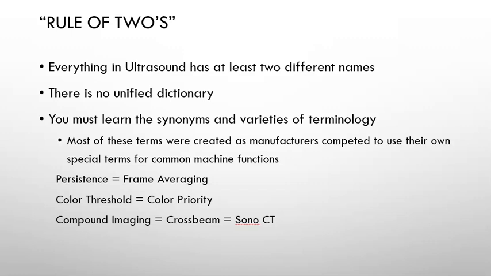You'll hear some manufacturers talk about compound imaging, which is the same as crossbeam in GE machines, and Sono CT in, I believe, Siemens or Philips. These are all the same types of synonyms for each other, and unfortunately they've become part of the vernacular, and there is no settled language that we use for ultrasound. So we use their manufacturer names for compound imaging as well as just straight out calling it compound imaging.